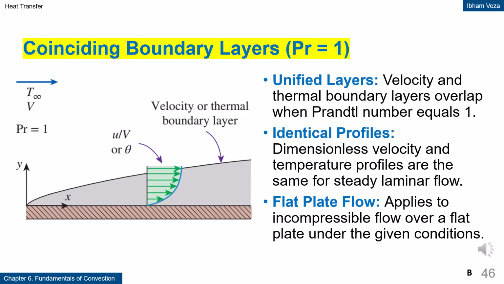Coinciding boundary layers, Pr equals 1. When the Prandtl number equals 1, the velocity and thermal boundary layers have the same thickness. Under this condition, the dimensionless velocity and temperature profiles become identical. This greatly simplifies the analysis of convective heat transfer. This case is often used as an ideal model to understand the link between momentum and heat transfer. Although it rarely occurs exactly in practice, the concept is very useful theoretically.